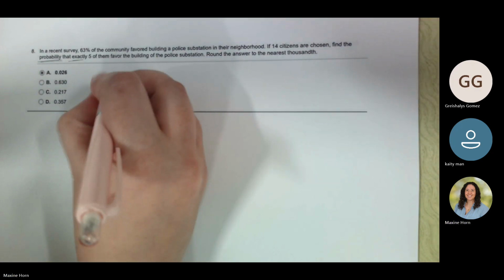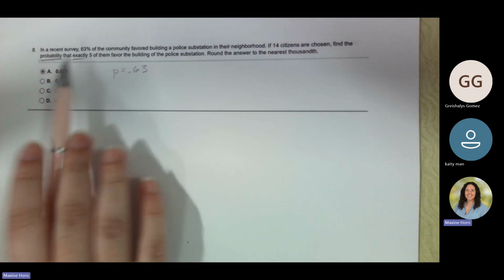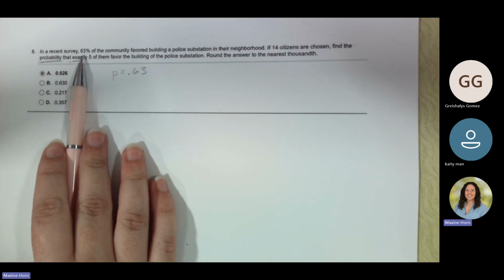Okay, so again, let's start labeling things. So they gave us a probability. The way that they've worded it may not sound like a probability, but we're calling that the probability. Because if 63% of the community favored it, then there's a 63% chance that somebody favored it. And then they gave us an N.